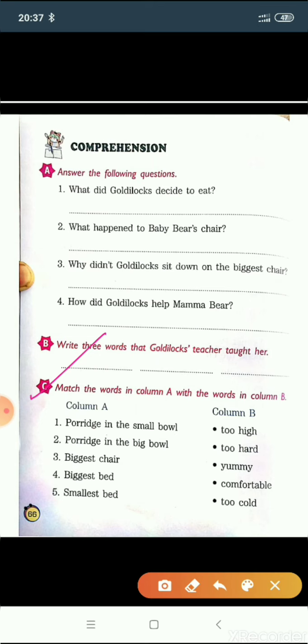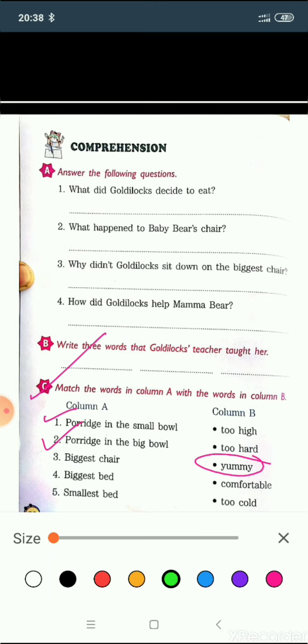First one. The porridge in the small bowl. Now, how was the porridge in the small bowl? Children, it was yummy. Porridge in the small bowl was yummy. Then, second one. Porridge in the big bowl. How was the porridge in the big bowl? It was too cold. Okay, it was too cold.